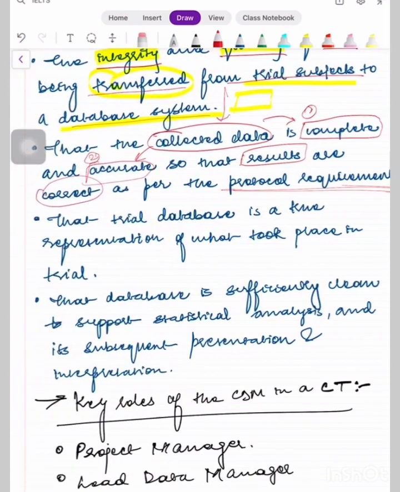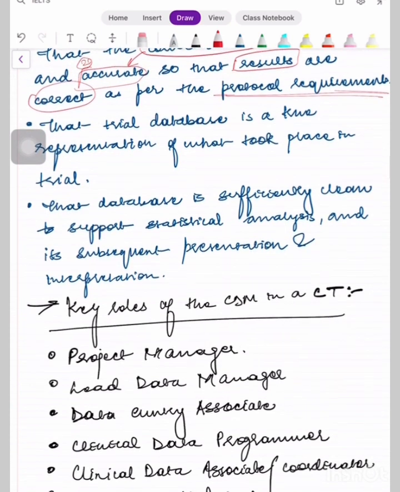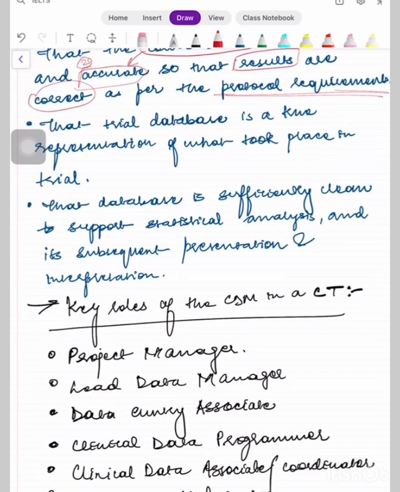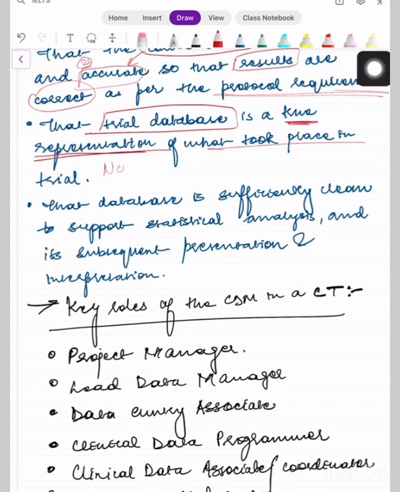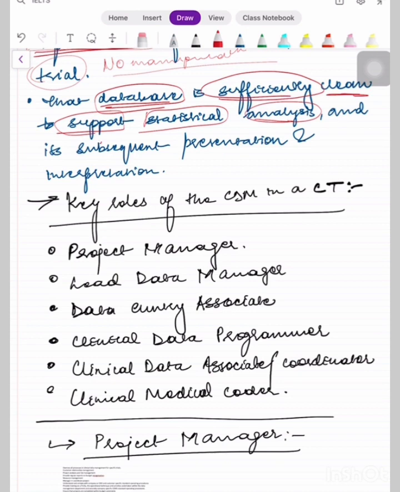So now we have done the data collection, it should be complete and it should be accurate, therefore we need the quality and integrity to be perfect. It ensures that the trial database, whatever database system you are using for the trial, is a true representation of what took place in the trial. No manipulations are allowed. So the trial database is a true representation of what exactly happened in the trial. It also ensures that the database is sufficiently clean to support statistical analysis and its subsequent interpretation.